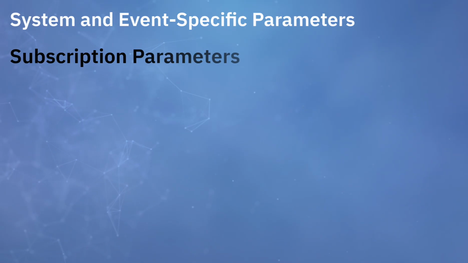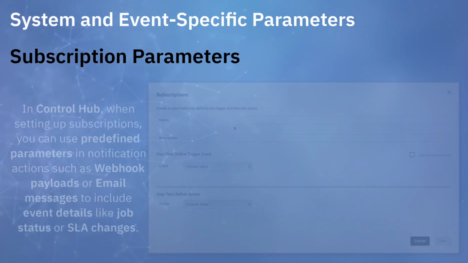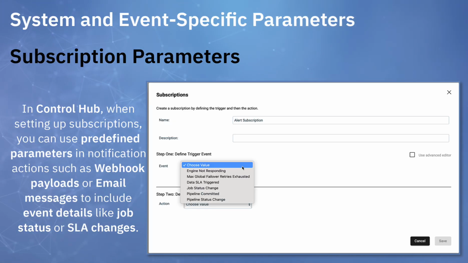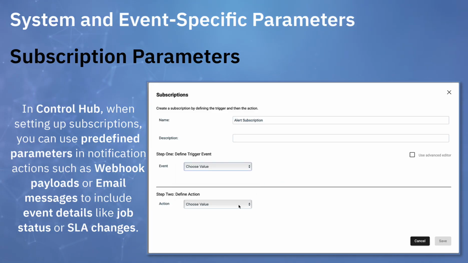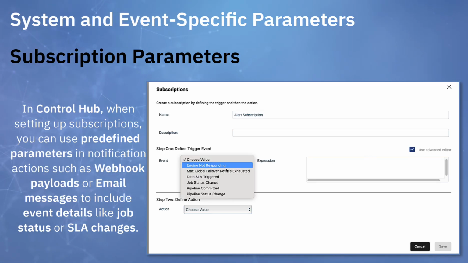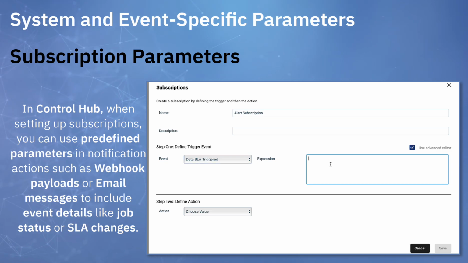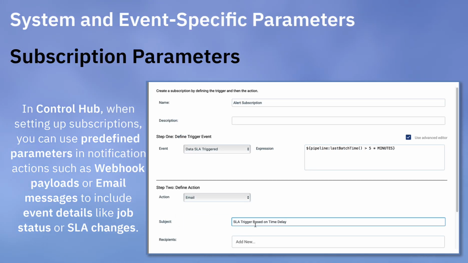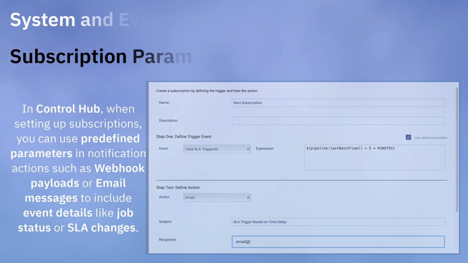Another example is subscription parameters. In Control Hub, when you create subscriptions, such as alerts triggered by job status changes or data SLAs, you can use a set of predefined parameters in your notification actions, like webhook payloads or emails. These parameters provide detailed context about the event, including the job ID, pipeline name, error message, or SLA ID. Together, these system and event-specific parameters make your StreamSets environment more intelligent, adaptive, and automated.